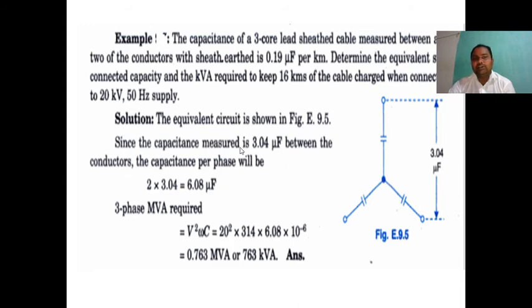Since the capacitance measured is 3.04 microfarad between the conductors, the capacitance per phase means conductor to neutral point. How can you find out the conductor to neutral point? So the C3 is equal to 1 by 2 Cn, Cn is equal to 2 times the capacitance. By using that formula, you can easily derive 2 into 3.04 is equal to 6.08 microfarad. So 3 phase MVA required is V square omega C. Substitute the values, we get 0.763 MVA or 763 kVA.